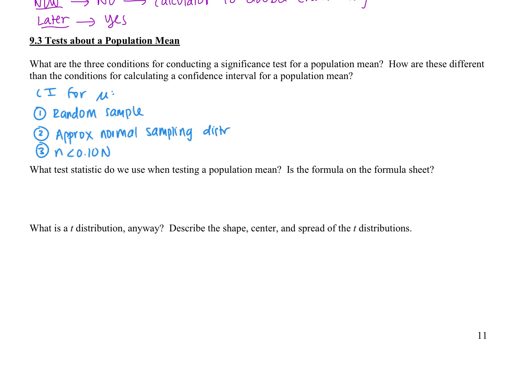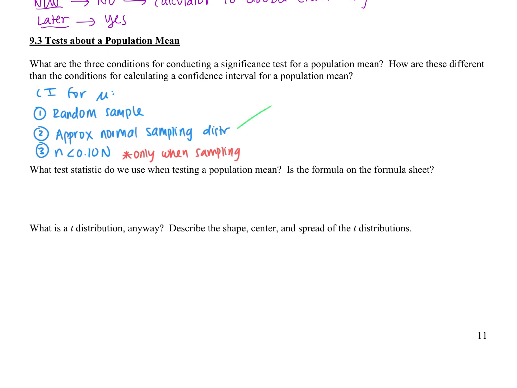Few things to say here. 10% rule, remember, is only when we're sampling. So in the case of an experiment with volunteers, we don't need to do the 10% rule. We have volunteers. We didn't sample. And then that second assumption.